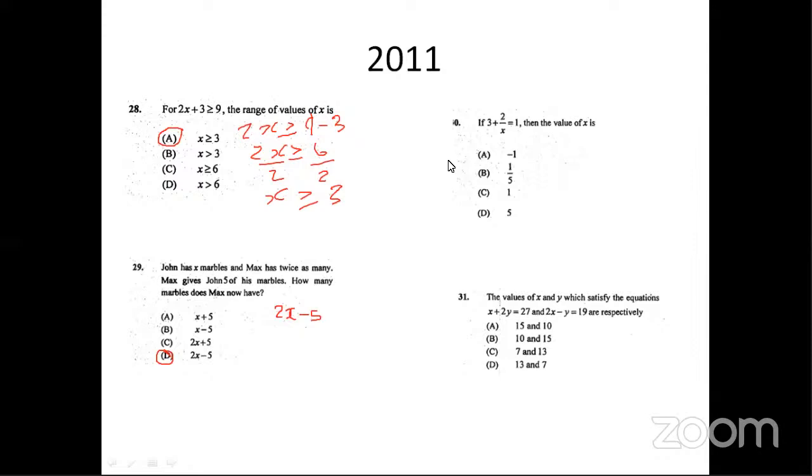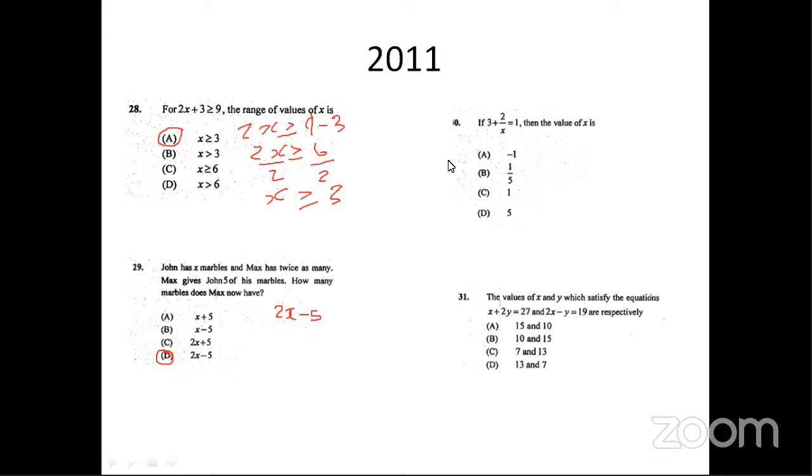If 3 plus 2 over X equals 1, then the value of X is? 5. That's one person.